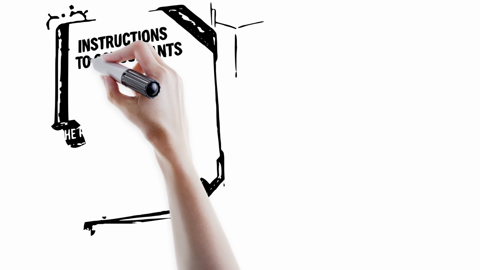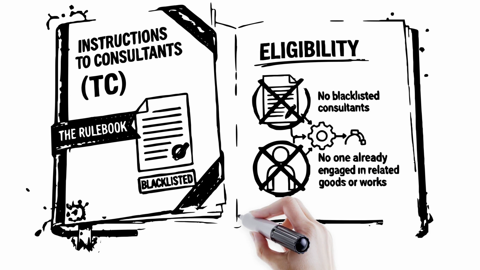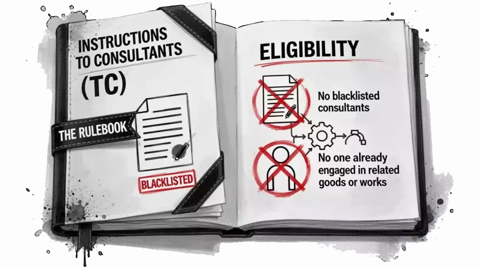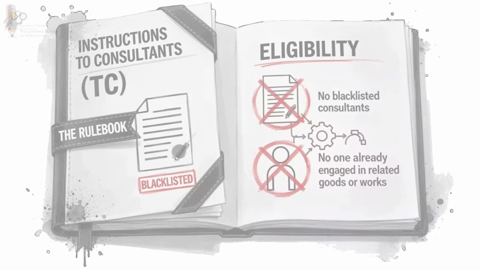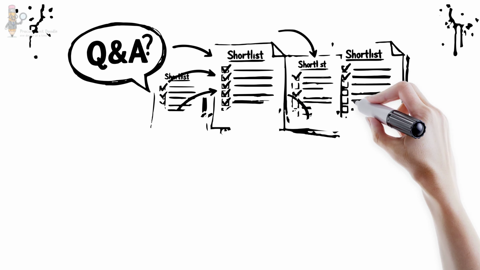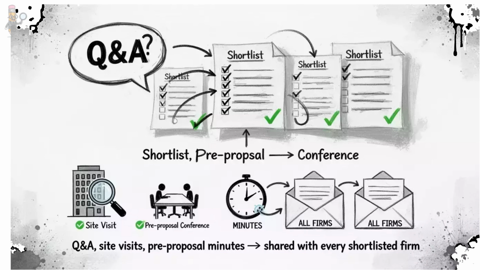The instructions to consultants are the rulebook. It covers eligibility: no blacklisted consultants, and no one already engaged in related goods or works. Clarifications: all questions and answers go to every shortlisted firm. Site visits and pre-proposal conferences are allowed. Minutes are shared with everyone.